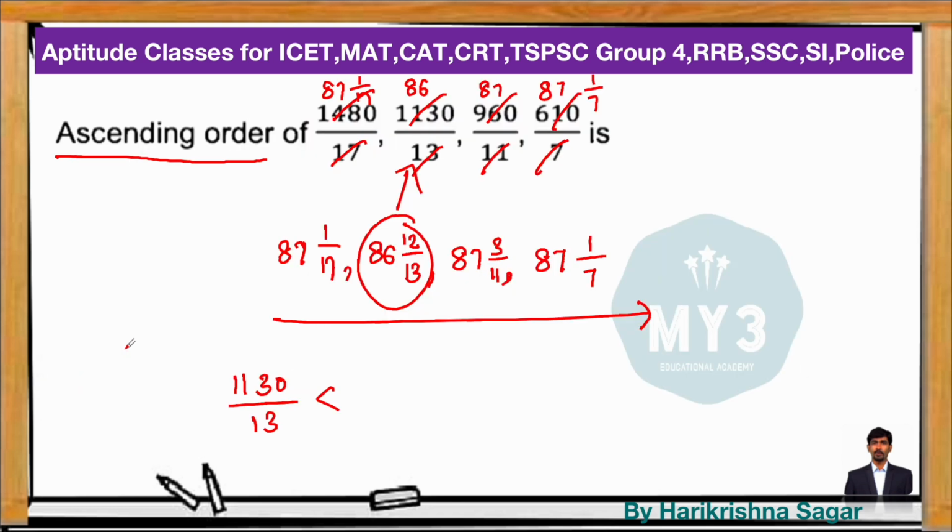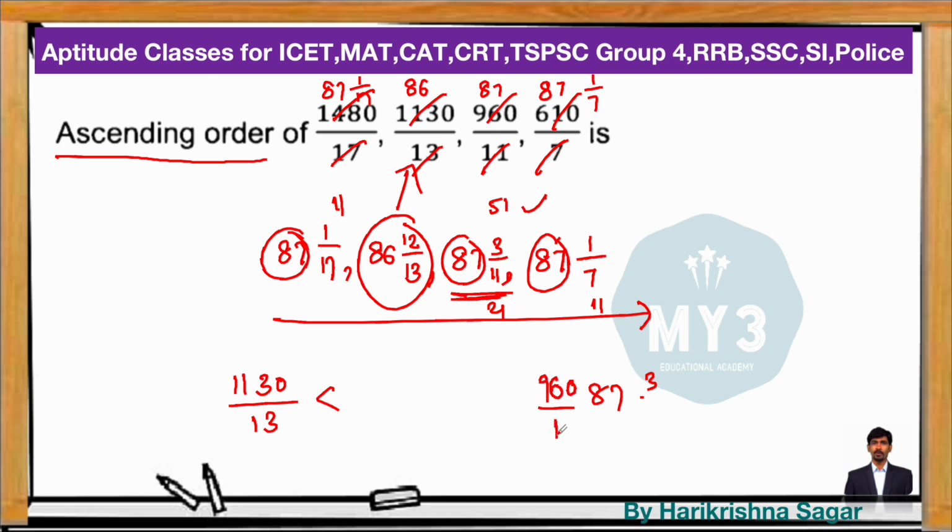And still I want to discuss a few more points because, let's assume one more option is starting with that. Then we have to have clarity. Because 87 is common, you need not check with 87. So let's check with the other numbers. Among these numbers, 1 by 17 and 3 by 11. So this is 11 and this is 51. Which is greater? This one is greater. And among these two, 3 by 11 and 1 by 7, which is greater? I understand 3 by 11 should come at the last because that's the greatest number.